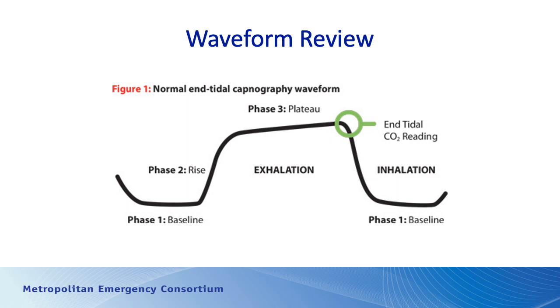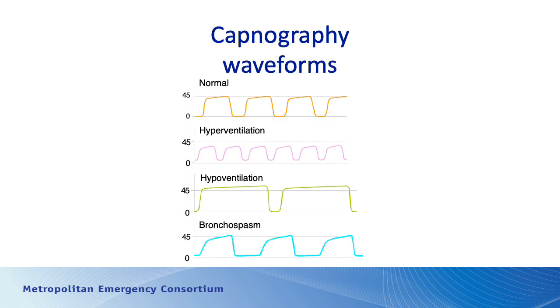And as you start to inhale, the CO2 level will drop back down to that phase 1 baseline because now you're inhaling air, which has a much lower concentration of carbon dioxide. Again, quick review of the waveforms. With normal respirations, you'll see normal waveforms, and your end tidal CO2 will run between 40 and 50.